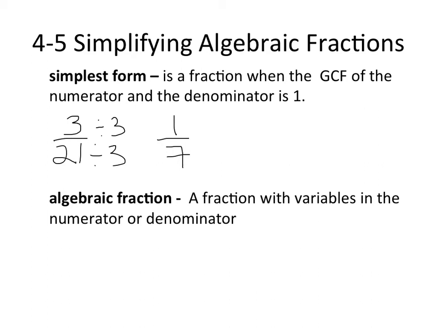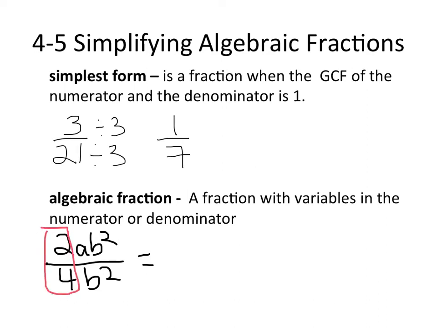Now we come to an algebraic fraction, a fraction with variables in the numerator or denominator. Here's what an algebraic fraction could look like: 2a times b squared over 4 b squared. We would like to put these in simplest form, and I'll do it quickly here. I'll focus on the 2 and the 4. I know that the GCF for both of them is 2, and that would give me 1 over 2.